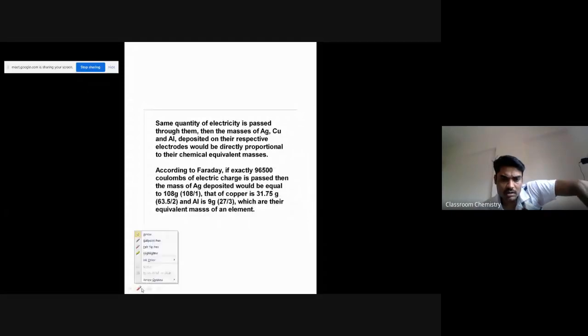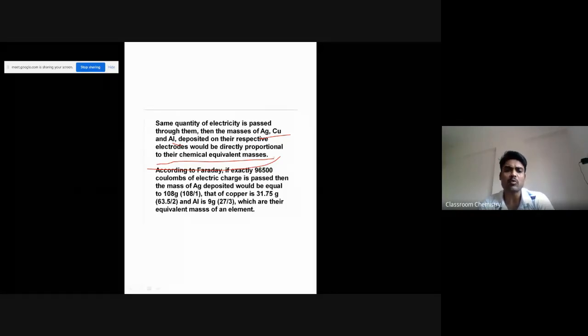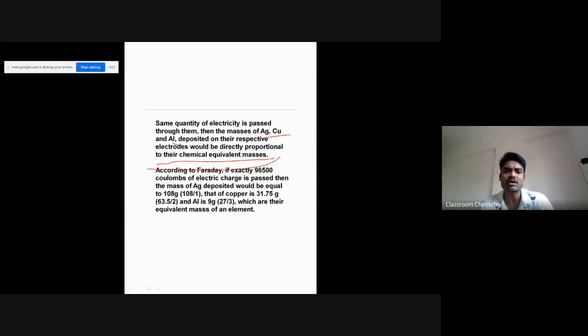Here we take an example like silver, then copper and aluminum. The masses deposited on the respective electrodes would be directly proportional to their chemical equivalent masses. As we discussed in the statement of Faraday's second law, the masses of different electrolytes deposited or liberated on the particular electrode are directly proportional to their chemical equivalent masses.